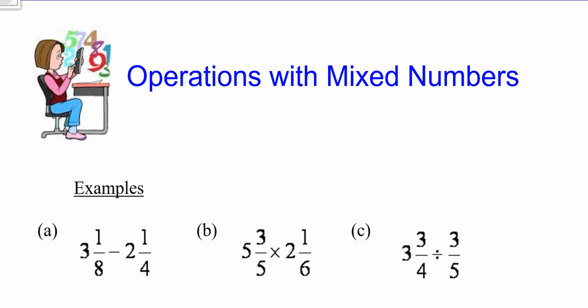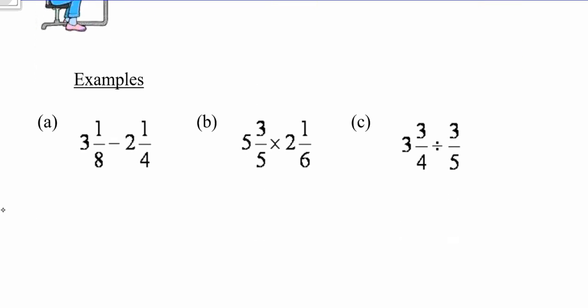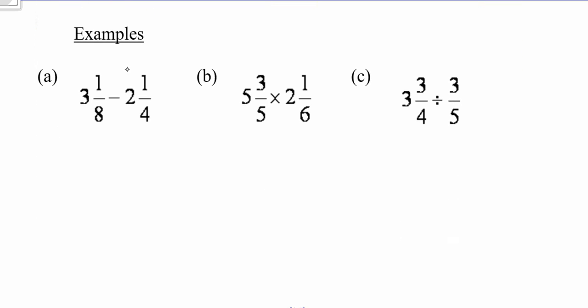So let's just look at a couple of examples of why we would want to use that. Again, it's going to make our life a little bit easier in terms of calculations. So for example, in this one here, anytime you see mixed numbers, the very first thing that you're going to do is turn them into improper fractions. So 3 times 8 is 24, plus 1 is 25/8. And 2 times 4 is 8, plus 1 is 9/4.